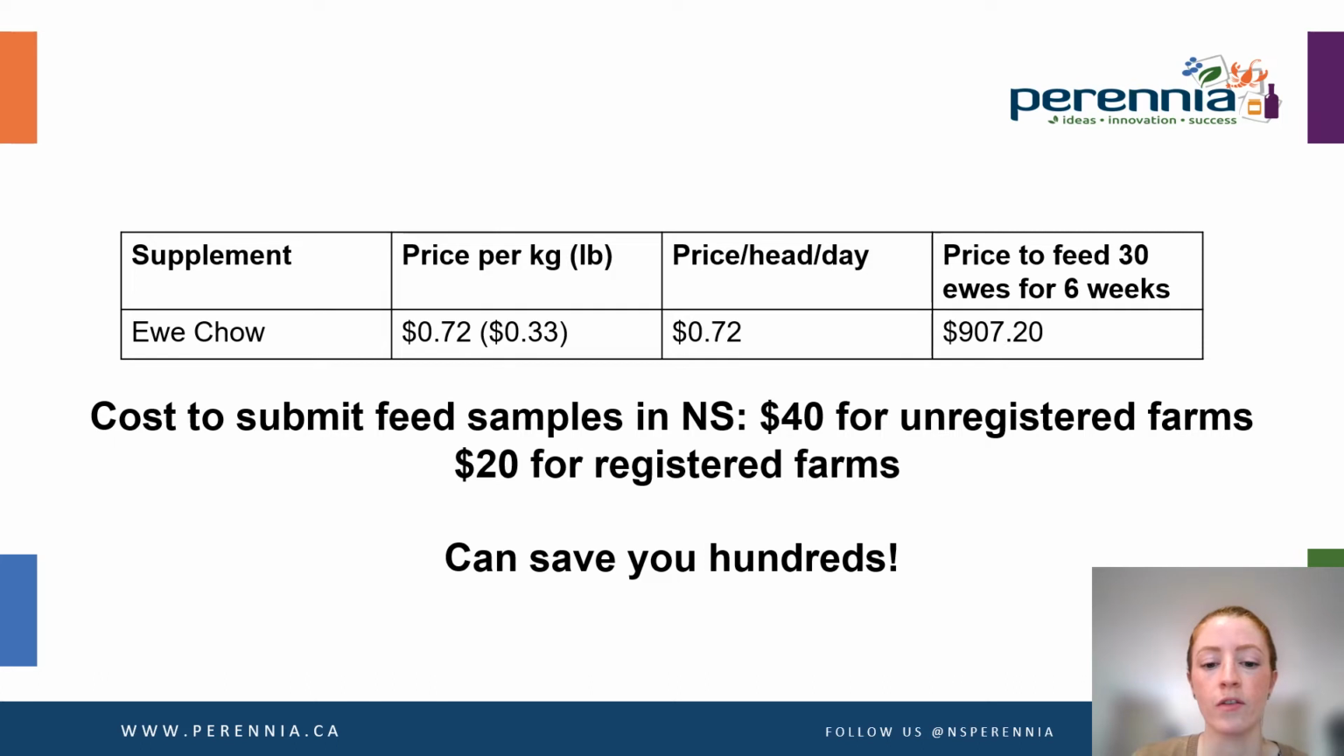If I had just submitted the feed samples to the lab, which is $40 for unregistered farms or $20 for registered farms, then I would have had that knowledge to switch it and to feed my first cut haylage during that early lactation, because then I wouldn't have to supplement this protein. So it can save you hundreds of dollars by submitting those feed tests and knowing what you actually have, and not having to spend that money on supplementing if you don't have to, if it's just a matter of feeding that forage at the most appropriate time.